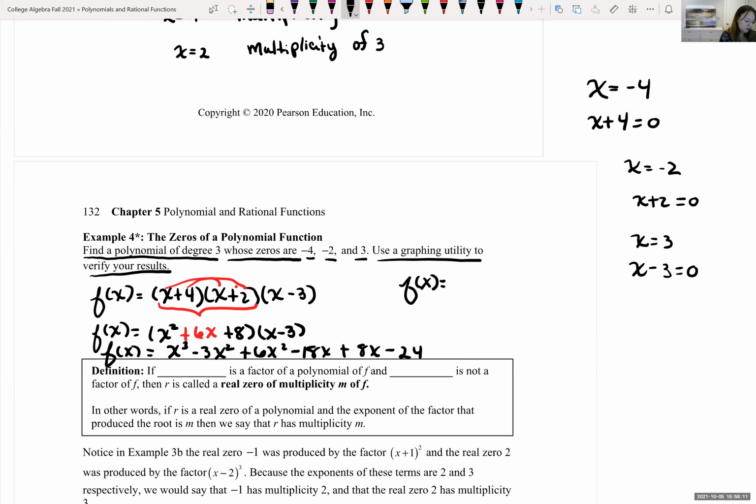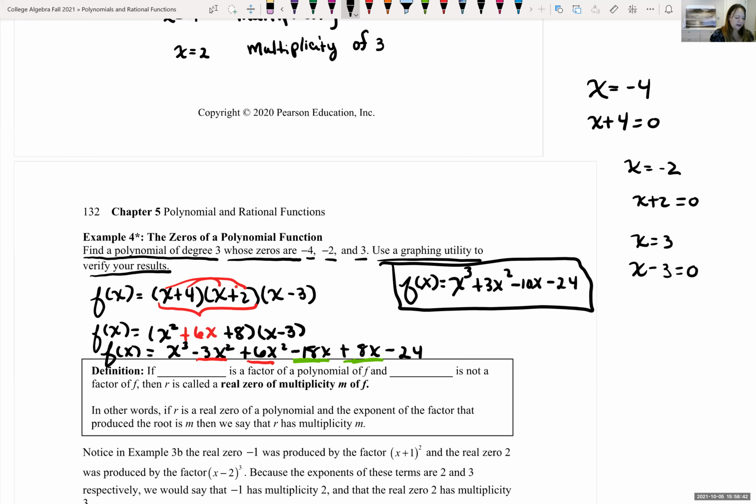So standard form, descending order of powers, and let's combine like terms. x cubed is the term with the largest exponent. We have a -3x squared plus a 6x squared, so that is plus 3x squared. We have -18x plus an 8x, so that's minus 10x, and then minus 24. Okay, so we just found a polynomial function that has the zeros -4, -2, and 3 and has a degree of 3.